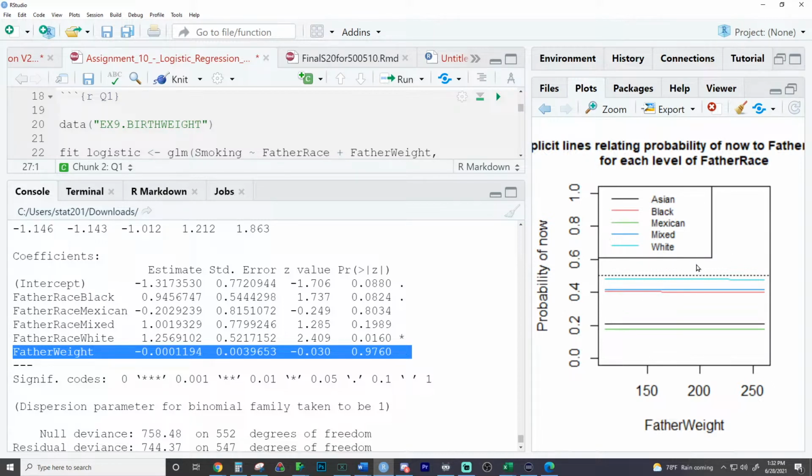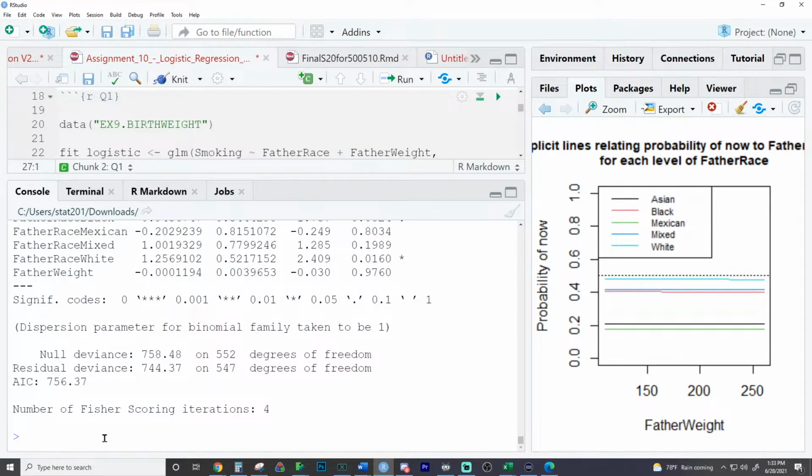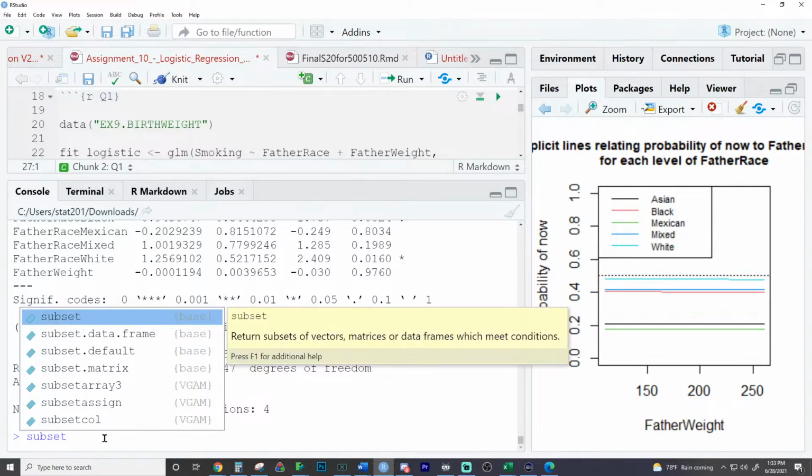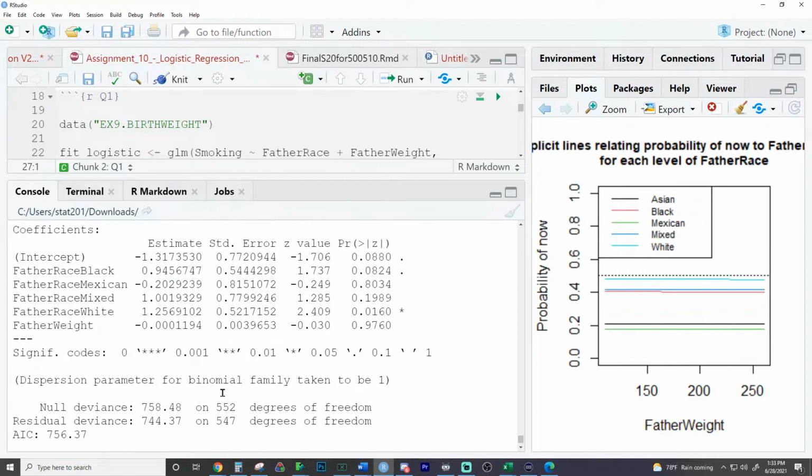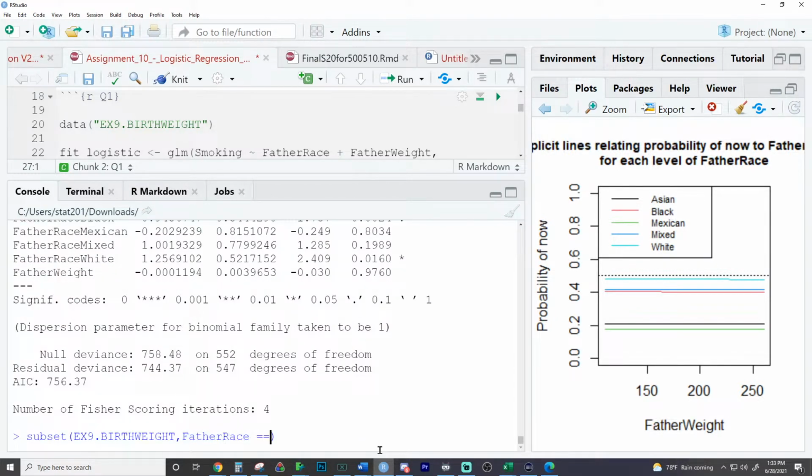Because let's go ahead and subset on, let's say, individuals who are, let's go right here and go with Asian. So Asian is first because it's the reference level. Let's go to subset and EX6. Which one is this? EX9, birth weight on father race. Where was it at? Father race equals Asian. Okay. So this will create, and let's just call it sub.